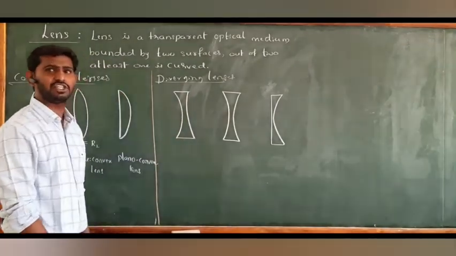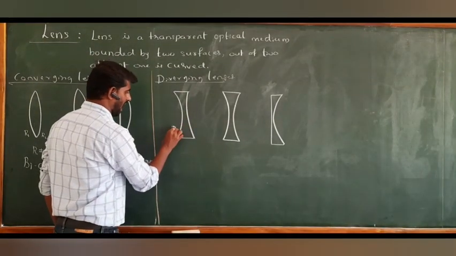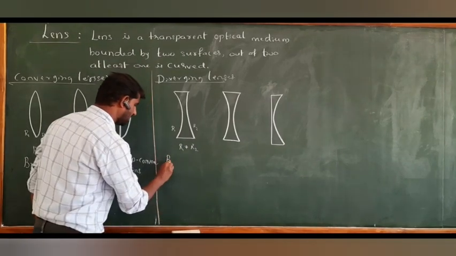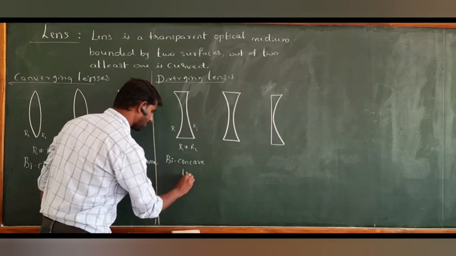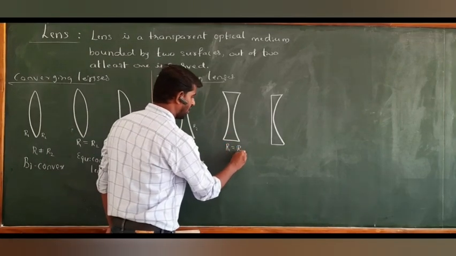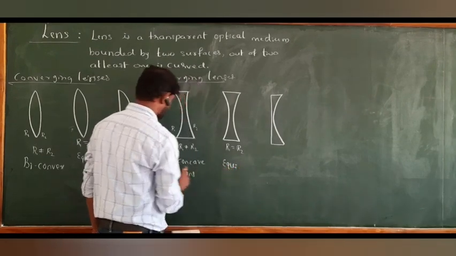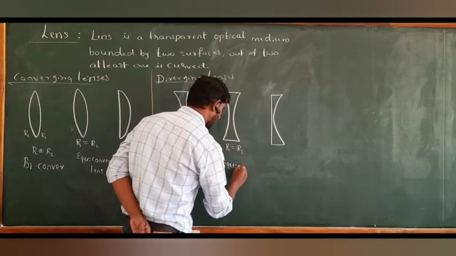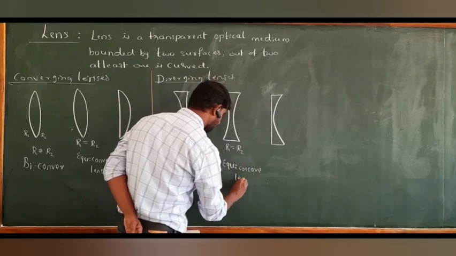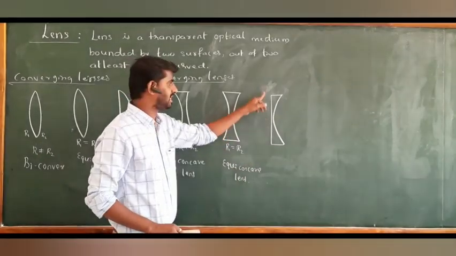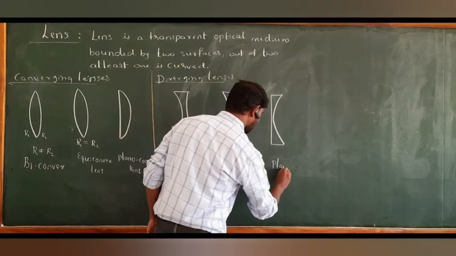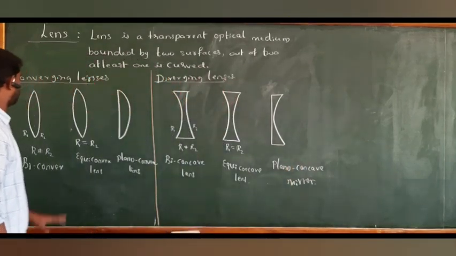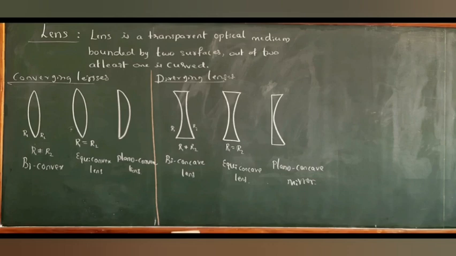Okay, next one is about the diverging lenses. This has R1 and this has R2. R1 is not equal to R2, but both the surfaces are concave. So we call it a biconcave lens. And here R1 equals R2, and this is called equiconcave. Bi means two, concave. Both sides concave, with equal radius of curvature. Equiconcave lens. And one side plane and the other side concave is plano-concave. So this is the basics about the lenses. There are a variety of lenses.